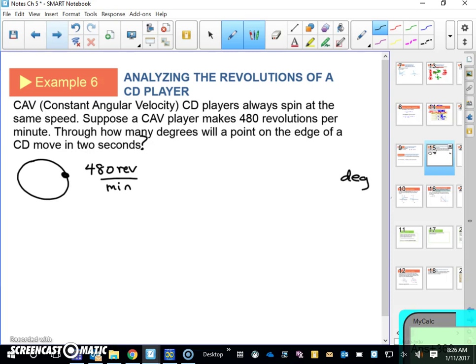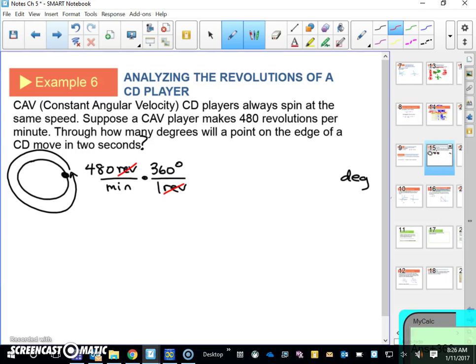So let's figure out how to make it into degrees. Well, I know there are 360 degrees in one revolution. This thing rotates around one full turn. That's 360 degrees. One revolution equals 360 degrees. So what I can do is multiply by 360 degrees per one revolution. And what the units tell me is those revolutions would cancel out. And now I'm in degrees.